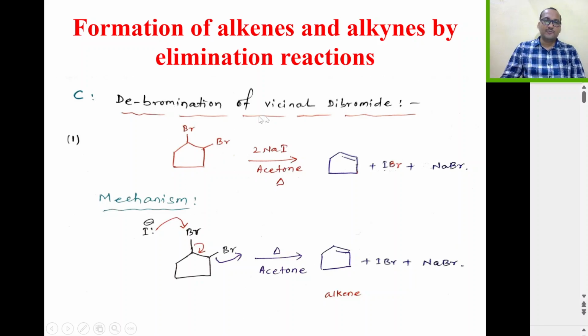The next method is debromination of a vicinal dibromide. So if you start with this dibromide and you use sodium iodide and acetone and heat, you will end up with this alkene. So here is the mechanism. So I minus will attack this bromine and this CBr bond will break here and it will kick out Br as Br minus. So you end up with this alkene.